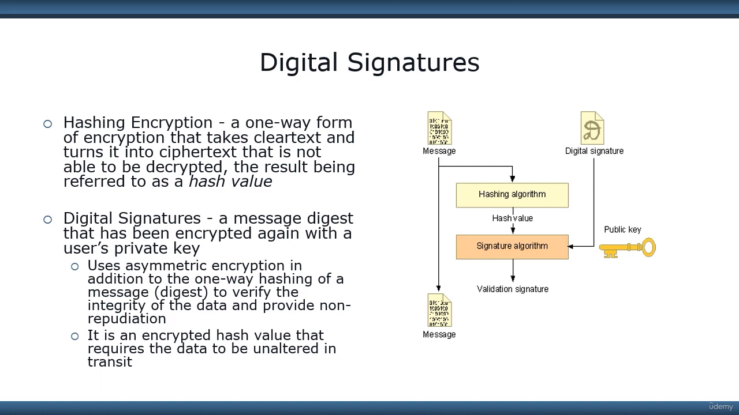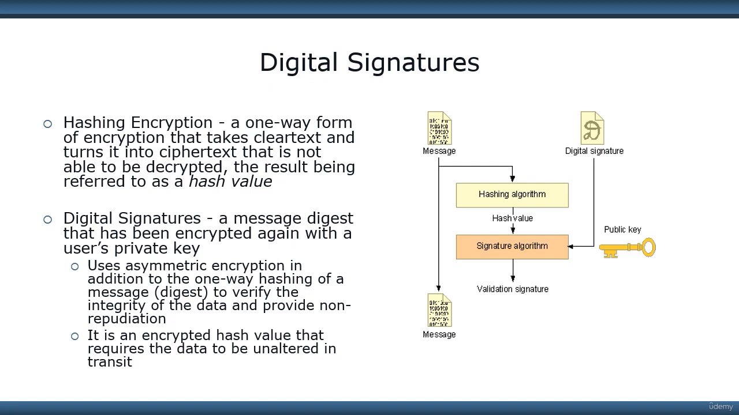Digital signatures use a message digest that's been encrypted again using the user's private key. And so it uses asymmetric encryption in addition to one-way hashing of a message digest. And this is for verifying the integrity of data and providing non-repudiation. Encryption is just to securely transmit something so that it can only be decrypted by the appropriate party. Hashing and digital signatures are a way for me to validate the integrity of the message and validate myself as the sender.